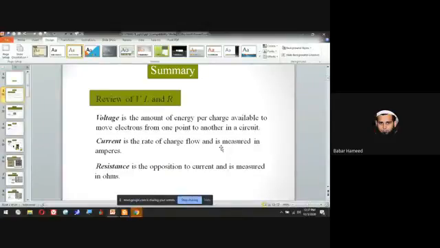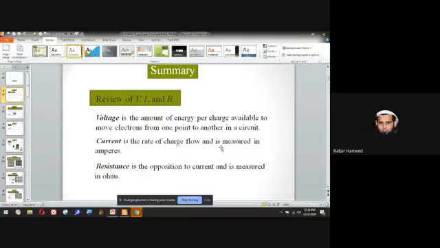This chapter is about the relationship between current, voltage, and resistance, and we will study calculating current, calculating voltage, calculating resistance, and we will study circuit applications as well. So far we have definitions. We have a good concept of voltage, current, and resistance.